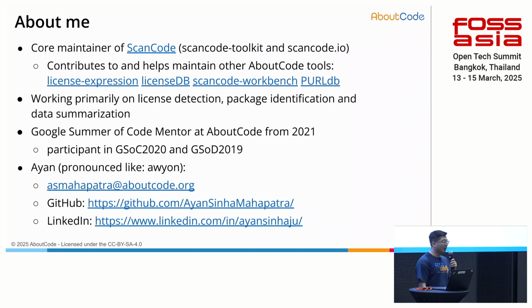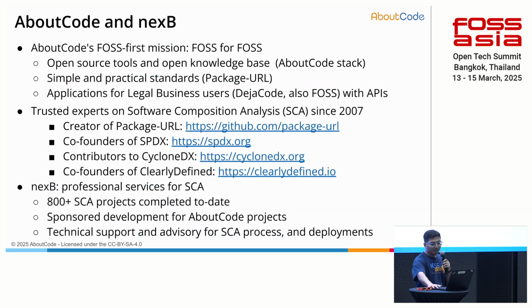So about me, I am Ayan. I'm a core maintainer of ScanCode. That's my full-time job, to maintain these tools, and I also maintain some other tools at AboutCode. I work mainly on license identification, package identification, and summarizing scan results. AboutCode is also an organization in Google Summer of Code, and that's how I got into open source maintainership. I did my Google Summer of Code back in 2020, and since then I'm a mentor and org admin there. I have a couple of links in the slides, so there'll be a QR code at the end to download the slides.